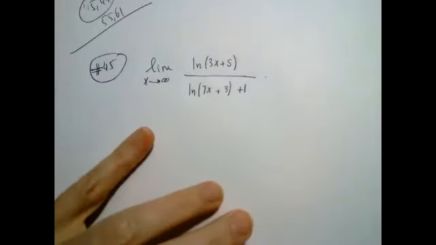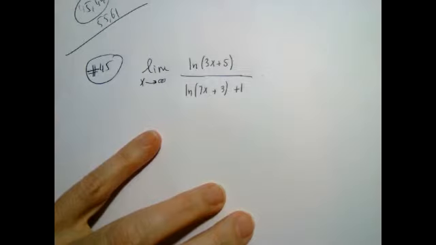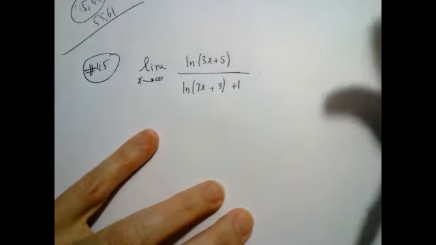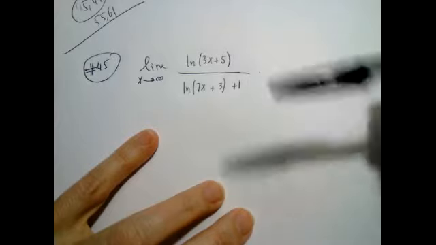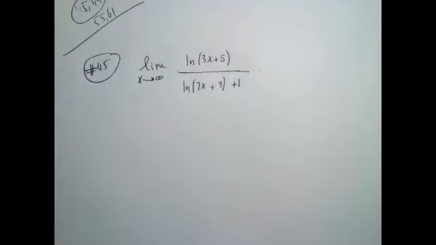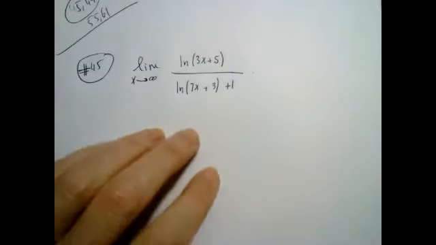So the first thing we do, always analyze. We do not jump to L'Hopital's rule without analyzing. We have to make sure we can apply it. It means we have to make sure we have 0 over 0 or infinity over infinity. All right, so let us study it.